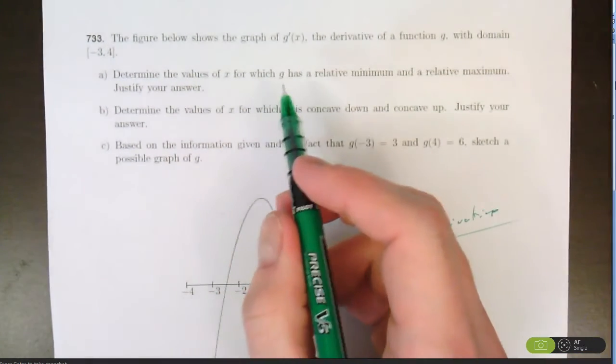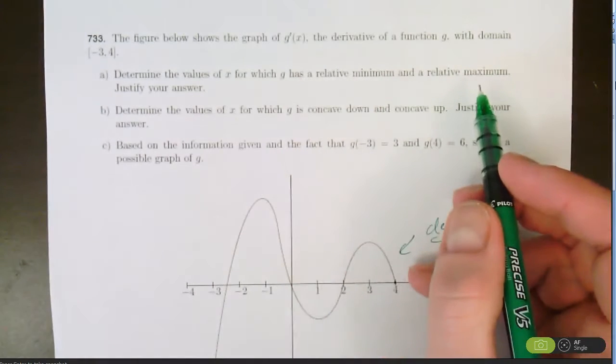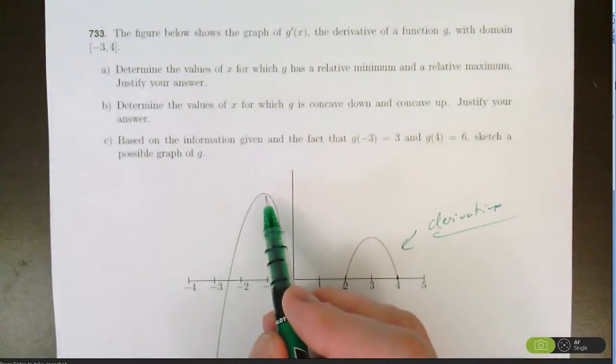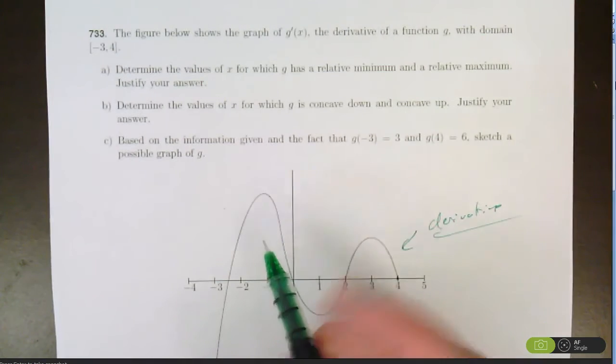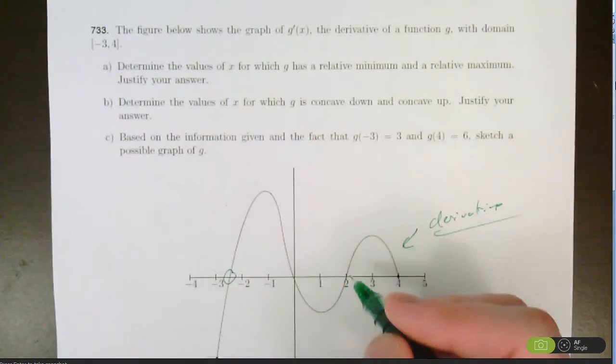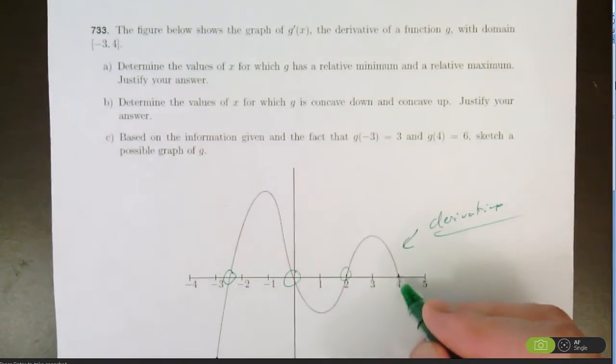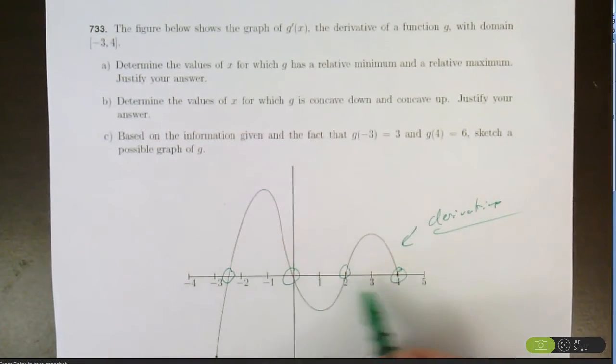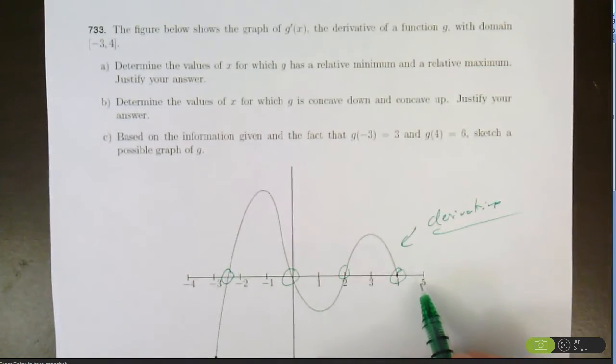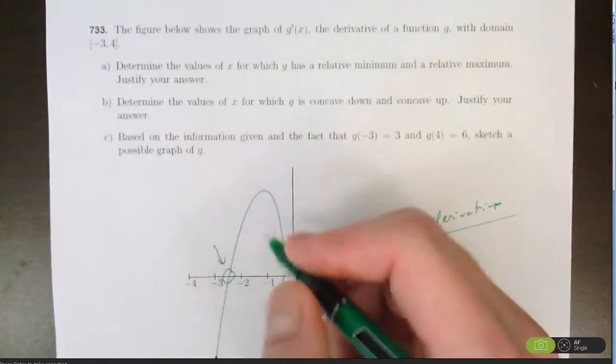So the first one asks, what are the x values for relative minimums and maximums? This is not a maximum. A maximum is where the derivative is 0. So our derivatives are 0 between negative 2 and negative 3, at 0, at 2, and at 4. Those are our possible maxes and mins. So the question is, what type are they?